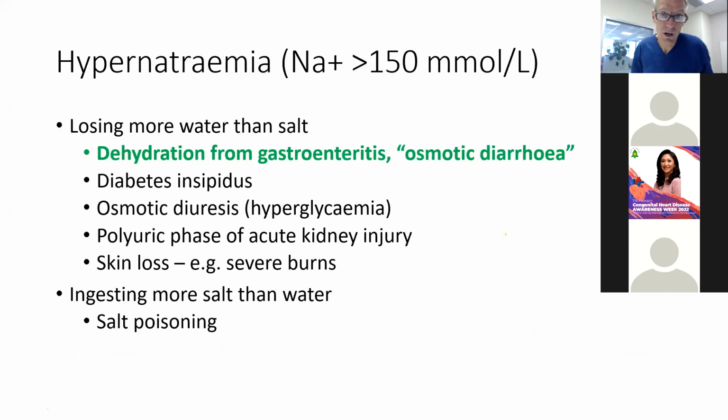The other extreme is hypernatremia, and that occurs when children are losing more water than they're losing salt. And so sometimes with gastroenteritis, we lose water and salt at about the same amount. But sometimes there's an osmotic diarrhea and we lose more water than we lose salt. And so we might absorb the salt but lose the water. And that can cause the serum sodium to be very high.